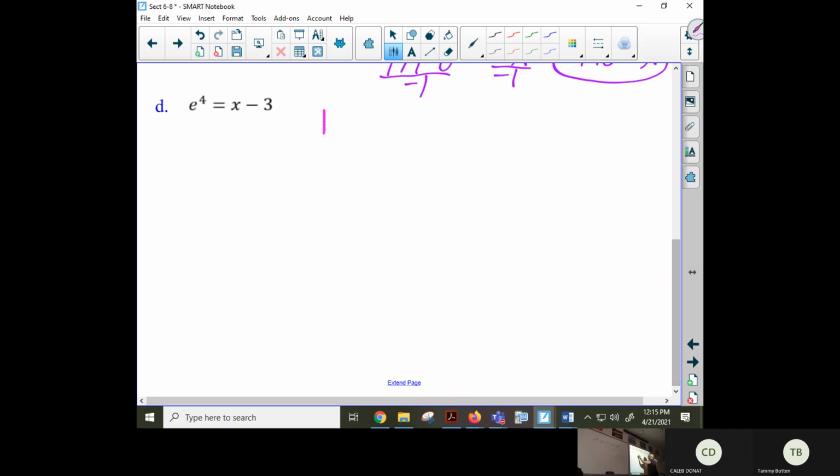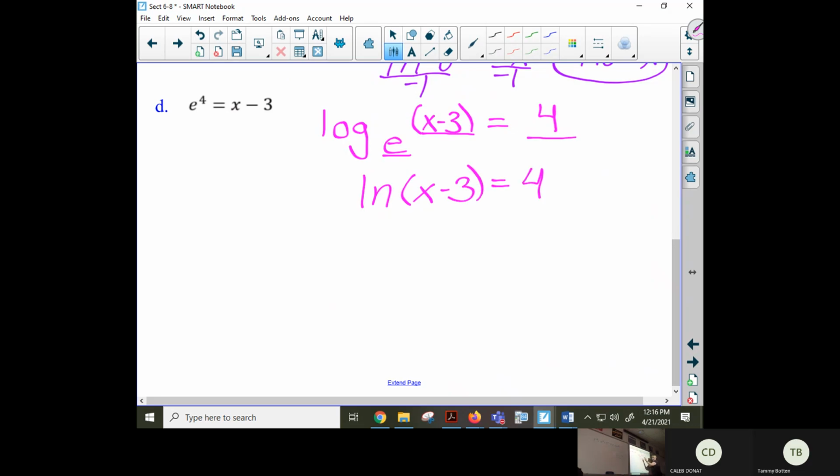So here, again, I'm going to write this log base something of something equals this. E would go here, 4 goes here, x minus 3 goes here. Okay? And then the only thing I would do is replace this with natural log. Is that okay for everybody?